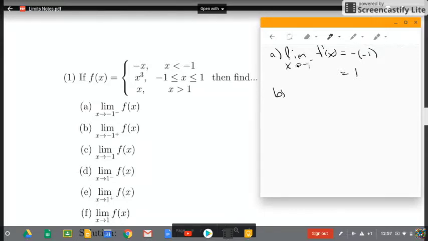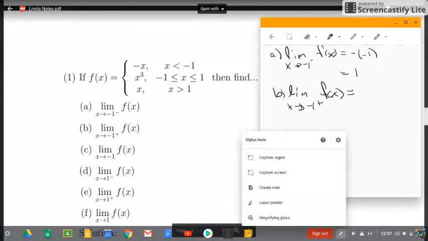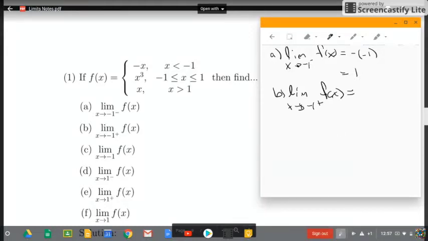Okay, take a look at b. This is the limit as x approaches negative 1 from the right of f of x. In this case, we're dealing with the interval that includes values just to the right of negative 1, or greater than negative 1. Right here I see x greater than negative 1, meaning this is the function that I'm about to use. So in my limit, I'm going to plug in that negative 1, but this time the function that I'm applying that to is going to be the cube, and negative 1 cubed is going to, whoops, wow, can't believe I wrote that.